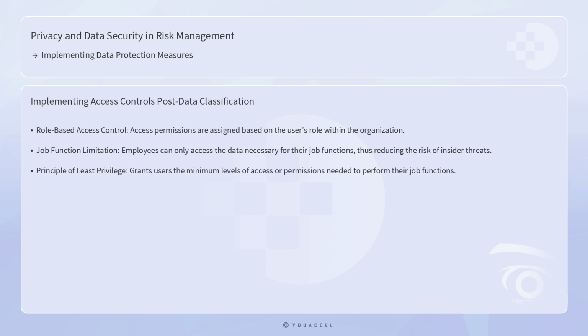data. Role-based access control is a common method where access permissions are assigned based on the user's role within the organization. This ensures that employees can only access the data necessary for their job functions, thus reducing the risk of insider threats. The principle of least privilege further strengthens this approach by granting users the minimum levels of access or permissions needed to perform their job functions.